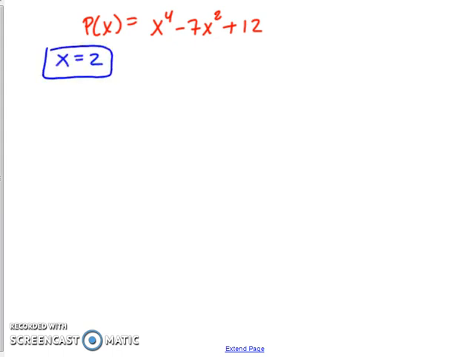So our function was p of x equals x to the 4th minus 7x squared plus 12. So if we plug this into the calculator, we're going to get one of our zeros. So I'm going to use 2 as my 0. And that's from the calculator. So I'm going to use 2 with synthetic division.